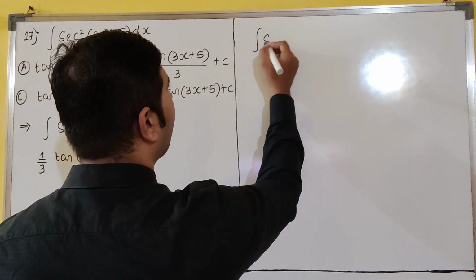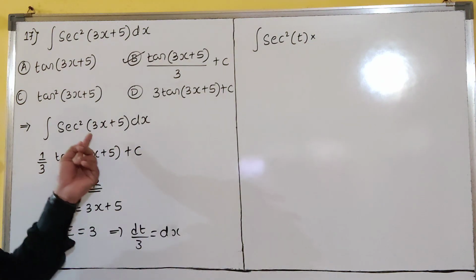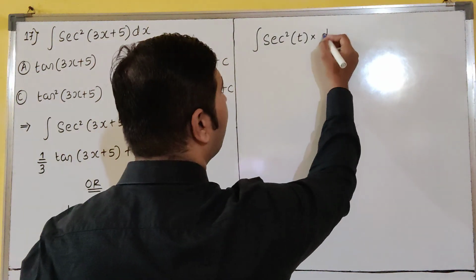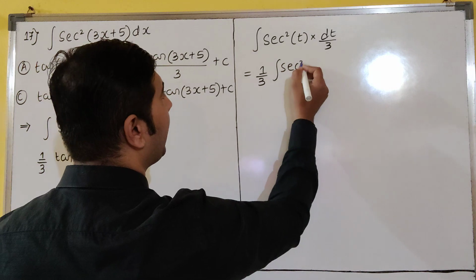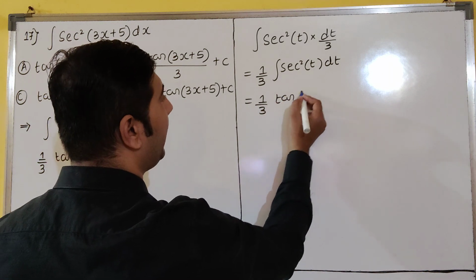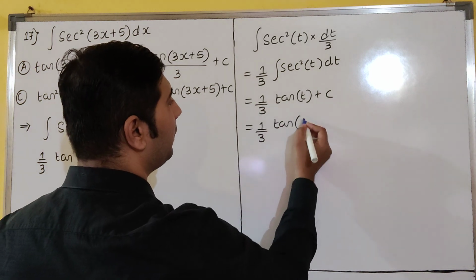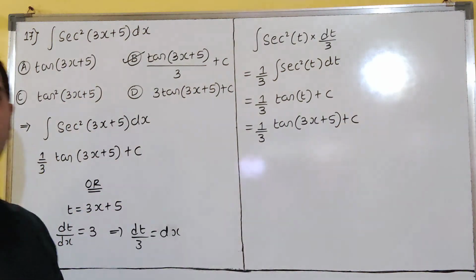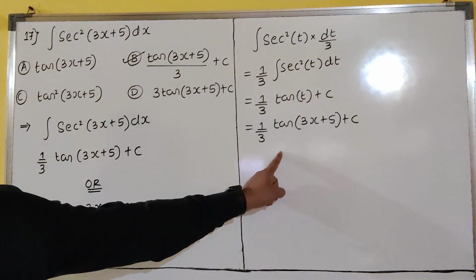So now you substitute these values. What will it become? Sec square t, and what is dx? dt by 3. 1 by 3 will be taken out. Integration of sec square t into dt. Integration of sec square t is what? tan t plus c. And what is t? t is 3x plus 5, plus c. See how big this method is. This much time it will take for writing. Same answer you will get. You check. Yes or no?